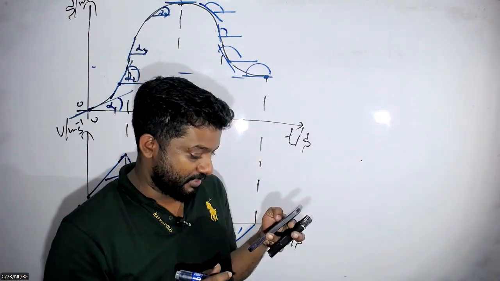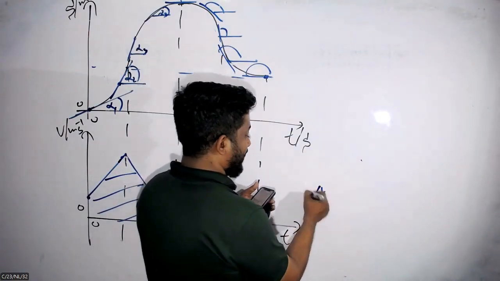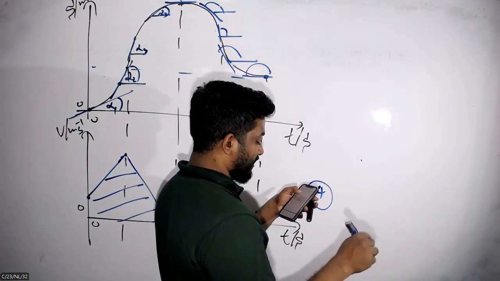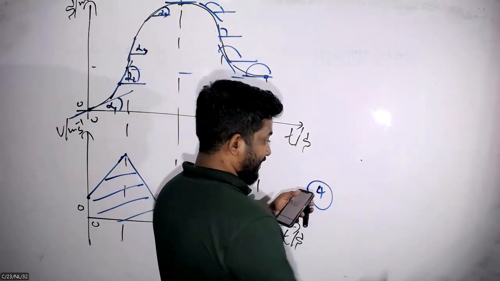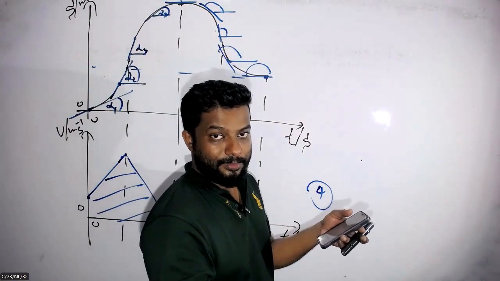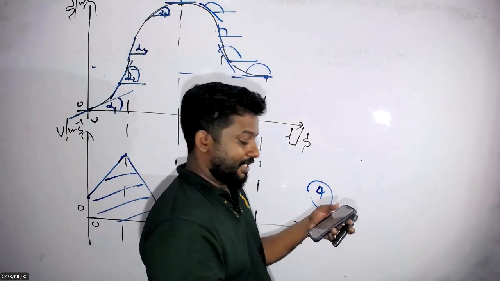Therefore, the correct answer is the fourth one. In the third one, you can observe that distance traveled in negative velocity is greater. Therefore, it should have negative final displacement, right?